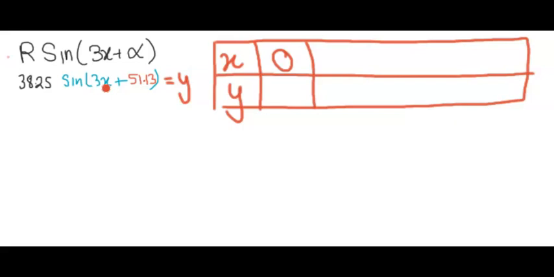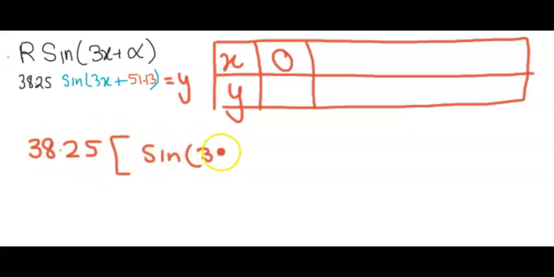38.25, but before you do that, make sure you put a bracket there. Bracket sine, so you type this in the calculator: 38.25, put a big bracket, sine, another bracket, 3 times 0. 3 times 0 you can do in your head, so it's 0, plus 51.13, and that will give you an answer, and you write the answer here.